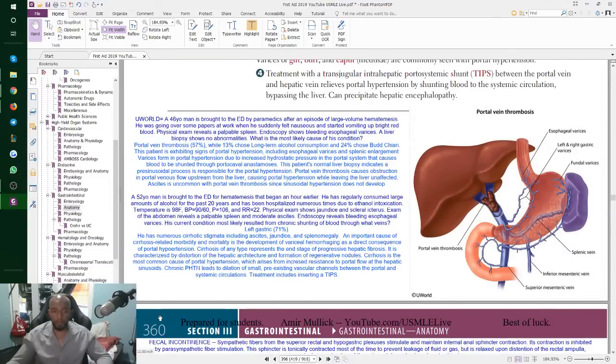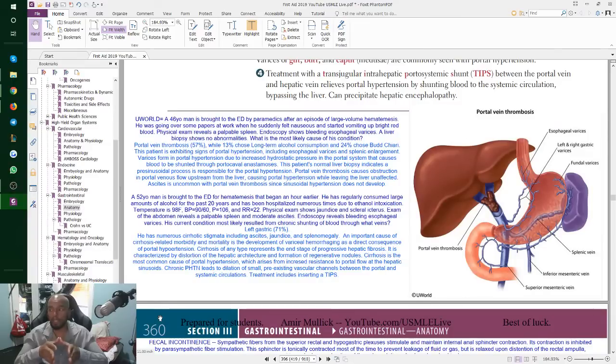So a 52-year-old man, and notice how this question is different from the clinical picture in the previous question. A 52-year-old man is brought to the emergency department again for hematemesis that began an hour earlier. He has regularly consumed large amounts of alcohol for the past 20 years, and he has been hospitalized numerous times due to ethanol intoxication. Temperature is 98F, blood pressure is 90/60, pulse is 106, and respiratory rate is 22. Physical exam shows jaundice and scleral icterus. Exam of the abdomen reveals a palpable spleen and moderate ascites.